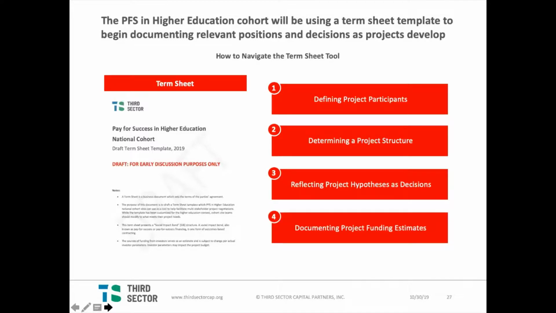And finally, this 4th one, documenting project funding estimates. This brings us back to funding and funding sources and why we're all here today, because this section in a term sheet really helps expand upon our estimates for funding sources and uses. It includes who might provide that upfront working capital, who would make outcomes payments and from which source or sources, and how funding will be used to operate the project.